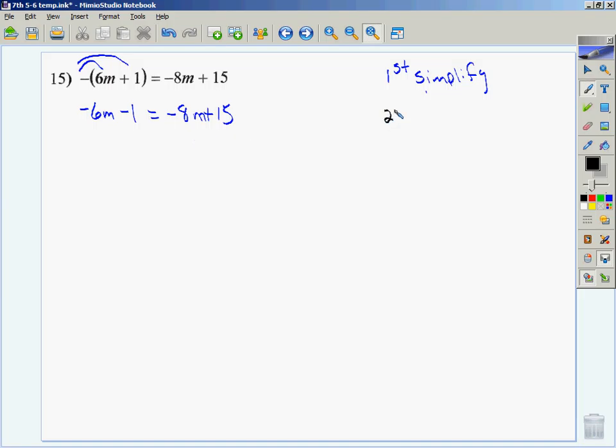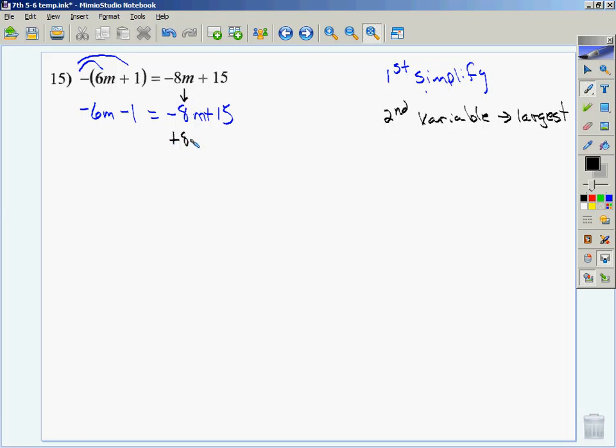So the second thing I'm going to do is look at my variable, and I'm going to move it to where the variable is the largest. This one looks a little different because they're both negative. But you have to ask yourself, is a negative 6m larger than a negative 8m? Negative 6 is the larger number. I'd rather owe somebody $6 than owe them 8. So I want to get rid of this negative 8m.